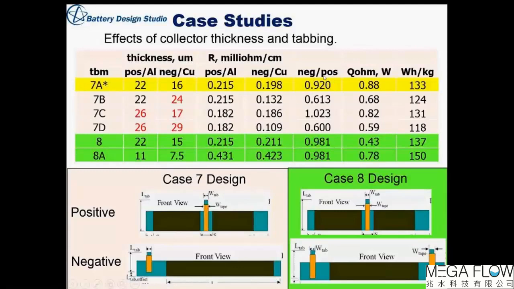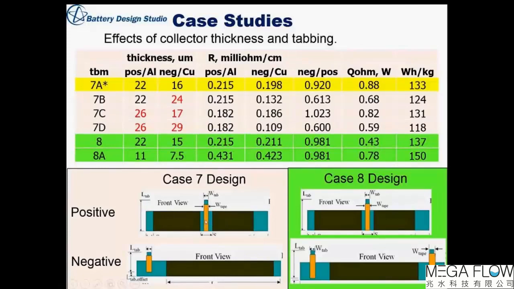So we can see that the positive resistance and the negative resistance are close to 0.9. So positive resistance is a little bit higher. And that generates about 0.88 watts of heat, and it gives us an energy density of 133 watt-hours per kilogram. So one thing that, if you notice, is that the current on the negative has to go the entire length of the electrode, whereas the current on the positive only has to go half the length.